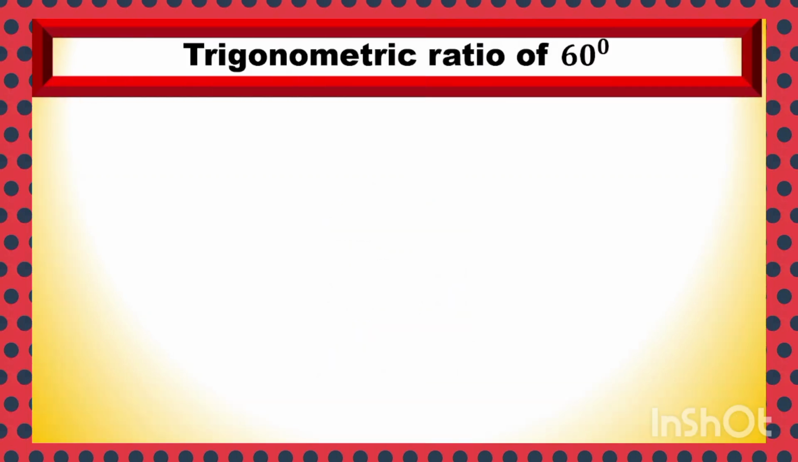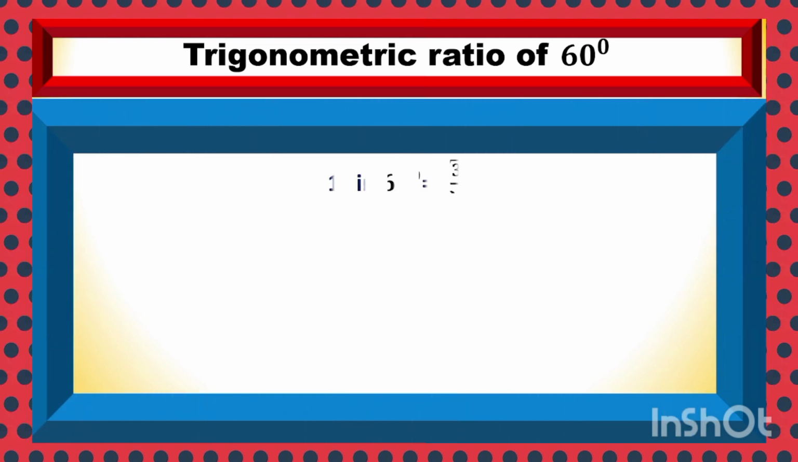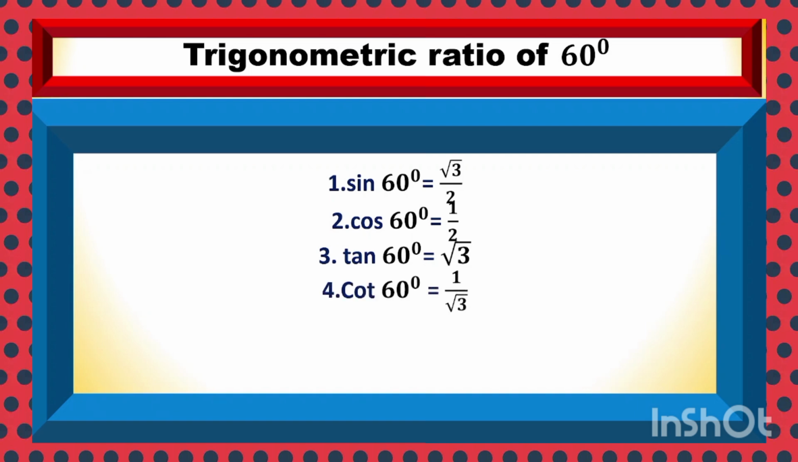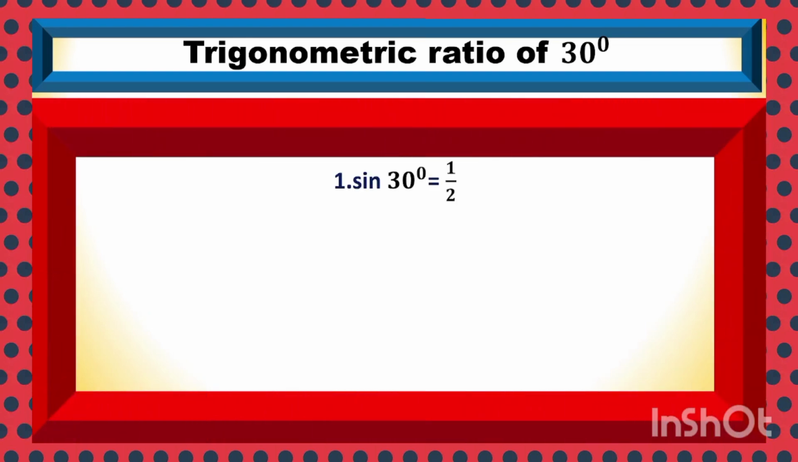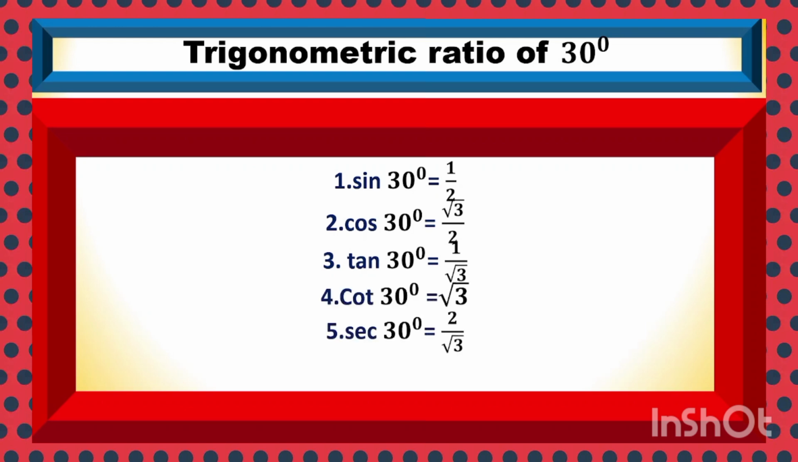Trigonometric ratio of angle 60 degree. Sin 60 root 3 by 2, cos 60 1 by 2, tan 60 root 3, cot 60 1 by root 3, sec 60 2 and cosec 60 2 by root 3. Trigonometric ratio of angle 30 degree. Sin 30 1 by 2, cos 30 root 3 by 2, tan 30 1 by root 3, cot 30 root 3, sec 30 2 by root 3 and cosec 30 2.